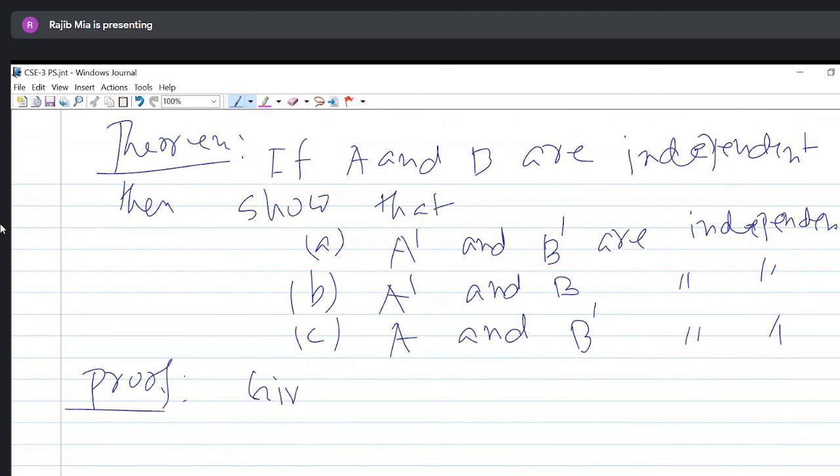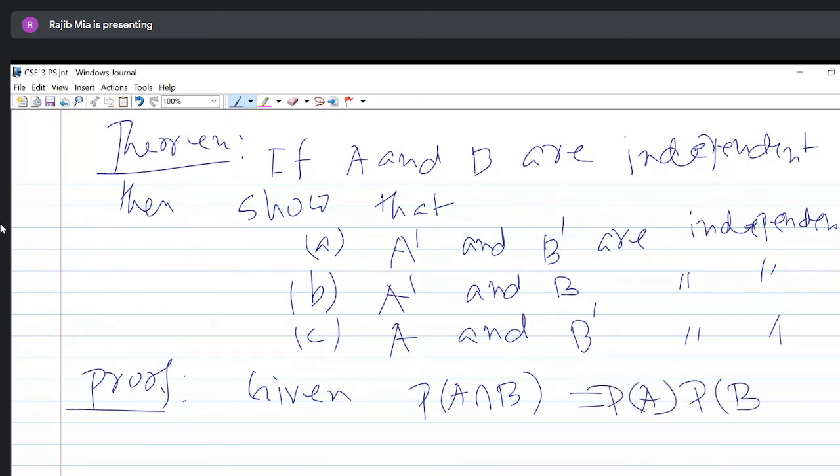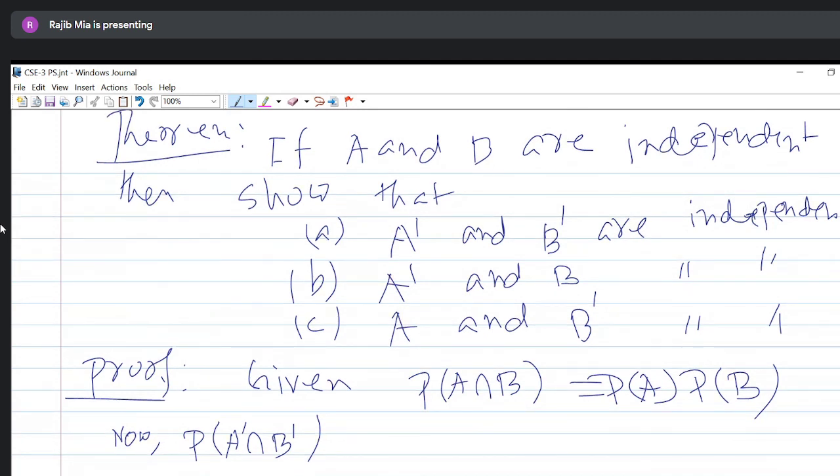Given that A and B are independent, from the definition of independence of two events, we know that probability of A intersection B is equal to probability of A into probability of B. Now you have to show A complement and B complement are independent. For this, we find probability of A complement intersection B complement. If it is probability of A complement into probability of B complement, then we say that these two events are independent.